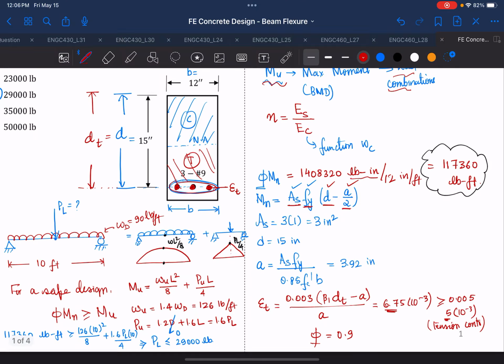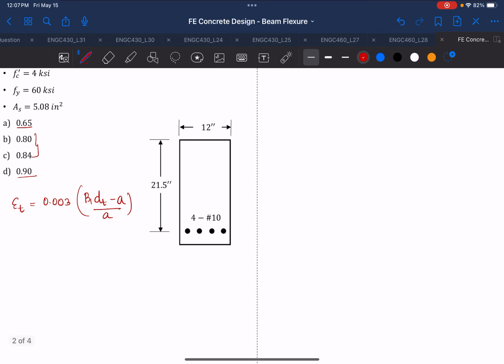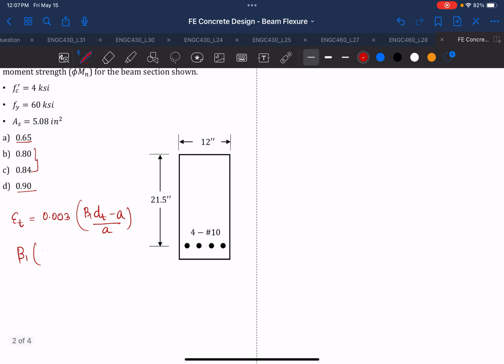Oh, I forgot to tell you what is β1, beta 1. Beta 1 relies on your f'c. It is given in your table in your FE manual. If you look at the table, you'll see that it asks for your compressive strength of concrete, and for 3000 it is 0.85. So again, we'll see here what is beta 1. We are given 4 ksi or 4000 psi, and beta 1 for 4000 psi is 0.85.